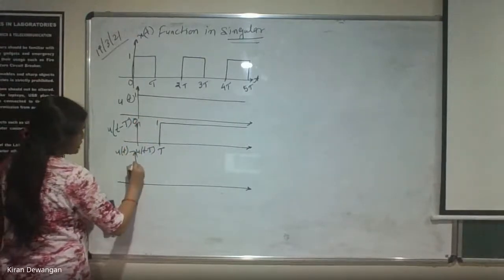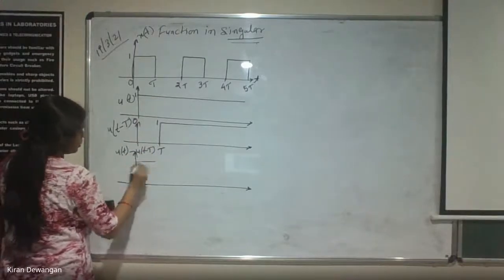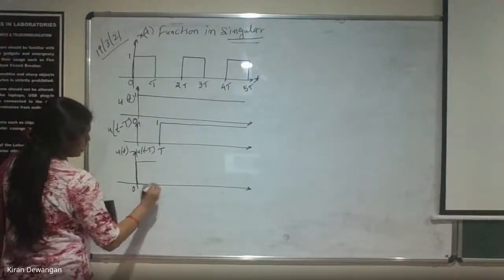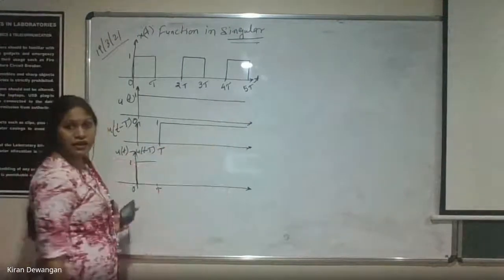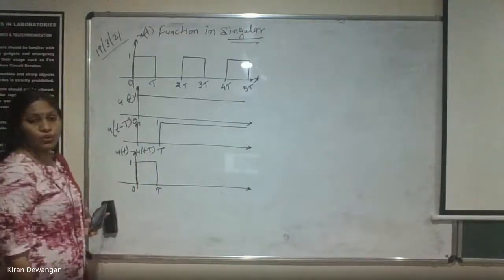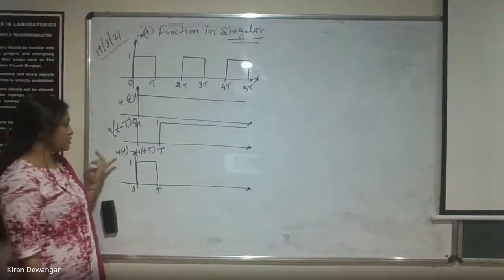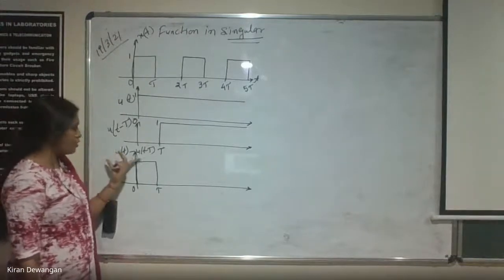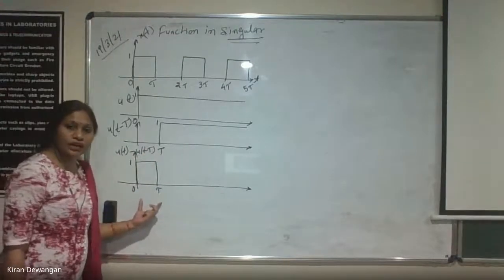So the plot will start from here and in between it will be 1, from 0 to tau. This value is tau. This is 1. And what about the values after tau? All the values will be 0. I will just get this as an answer. That is, u of t minus u of t minus tau will have the value only at this point.